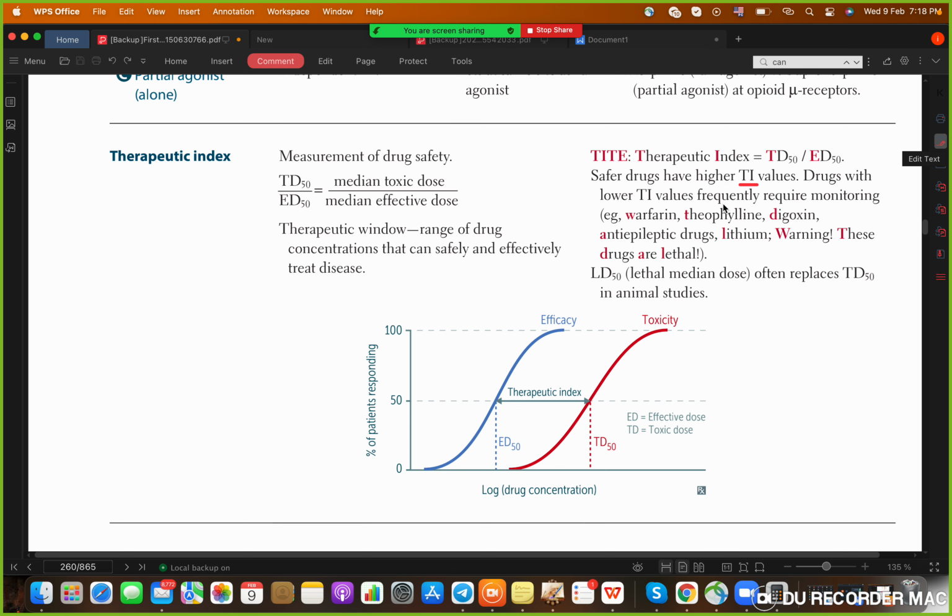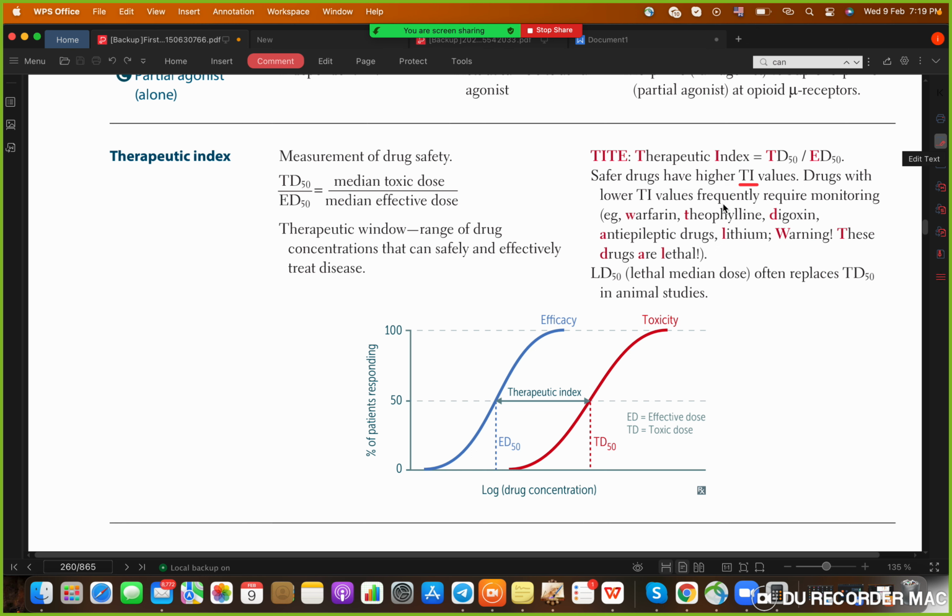So all of these have a really low therapeutic index, thus a really high risk of either toxicity or not working at all. Thus, we need to keep monitoring them closely and checking the concentration of the drug in the plasma almost every other day.